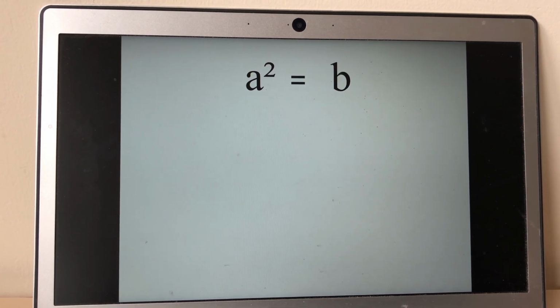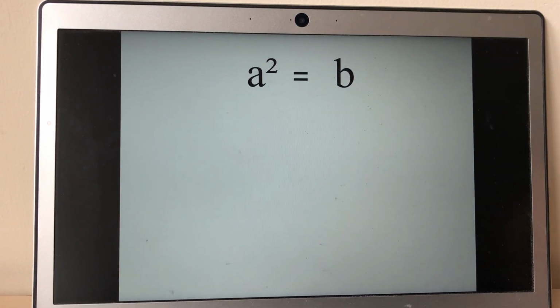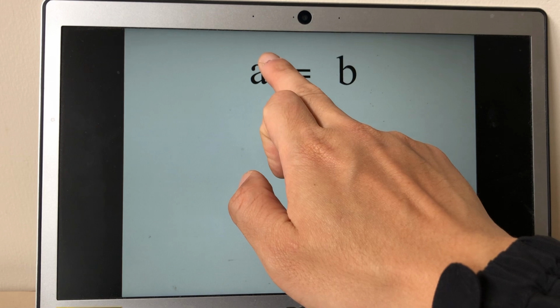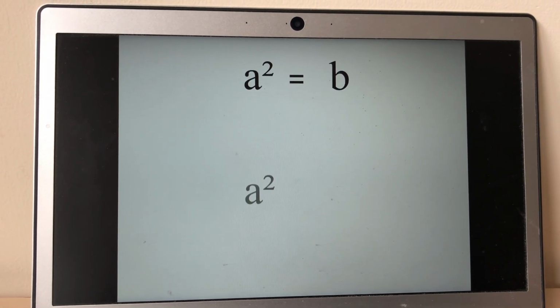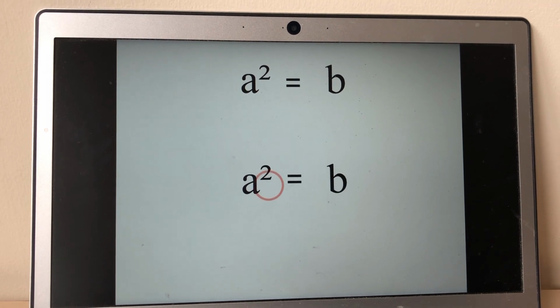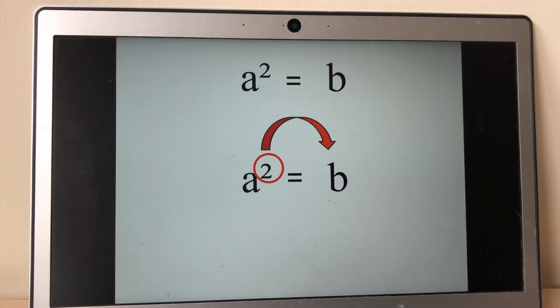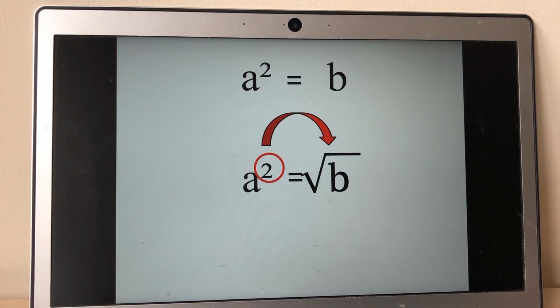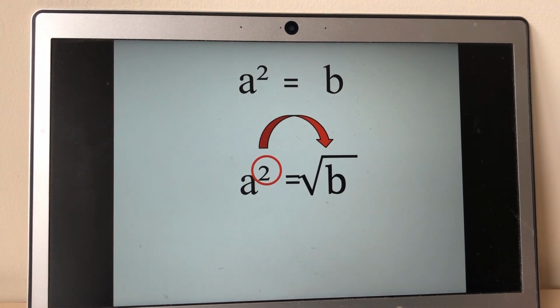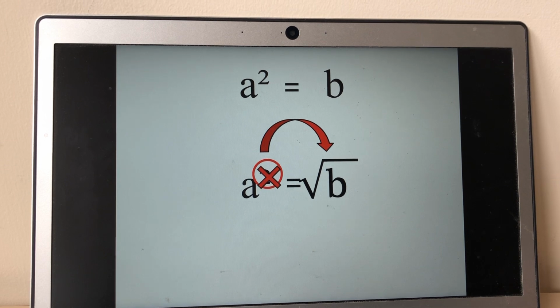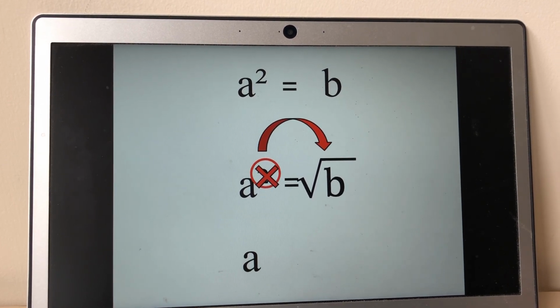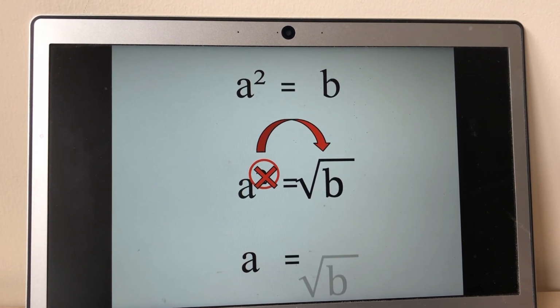So what about a squared equal to b? If I don't want to have the square, what should I do? Move it to the other side. The square, move it to the other side, it will become a square root, so that we have square root of b, and don't forget to cross this out because it is already moved. And therefore, the result is that a equals square root of b.